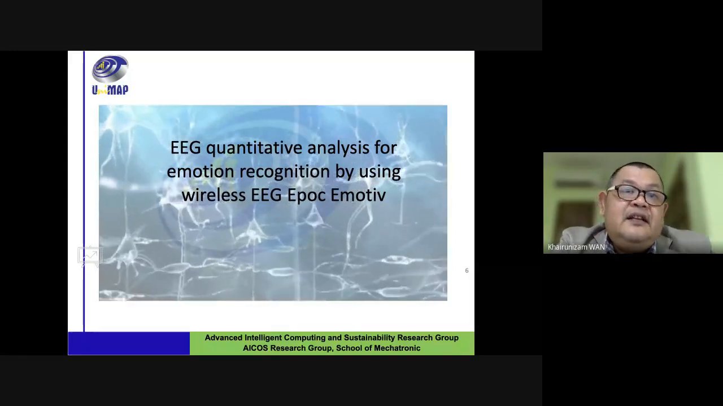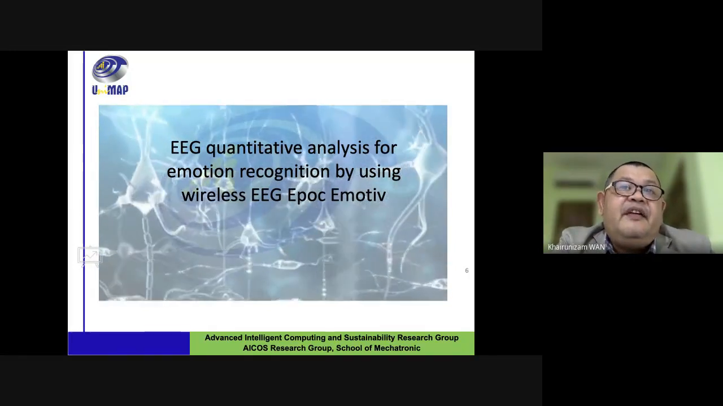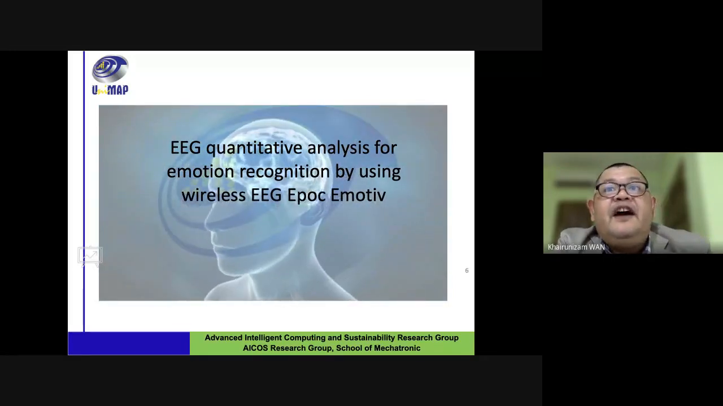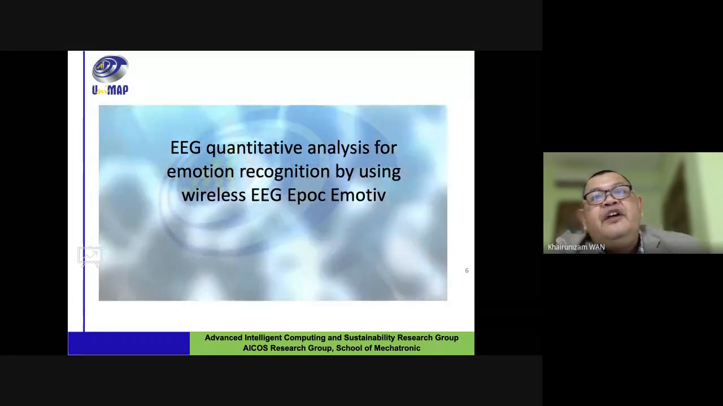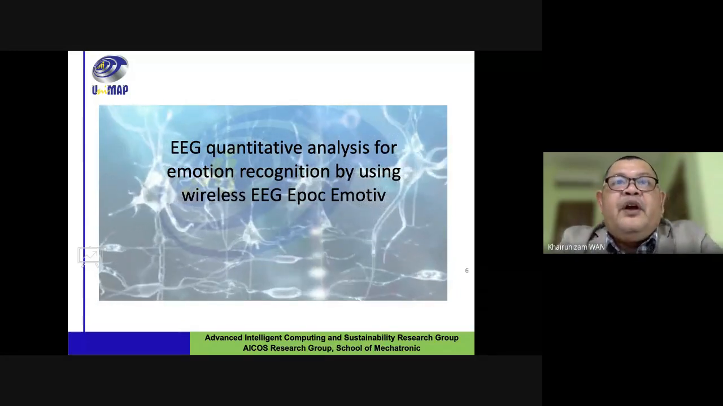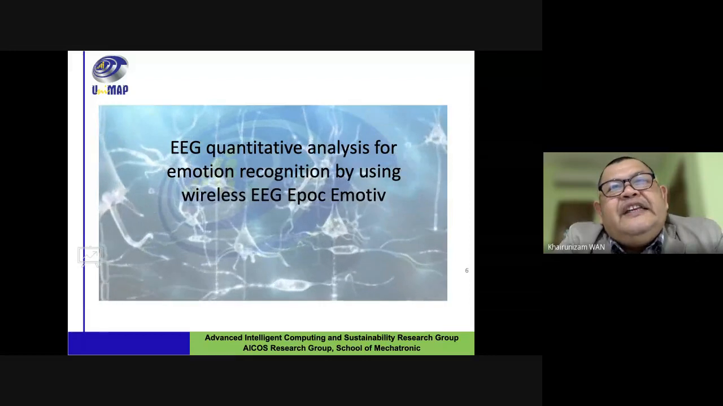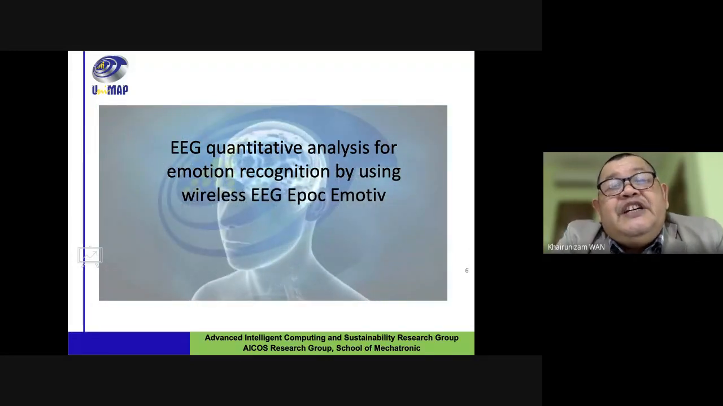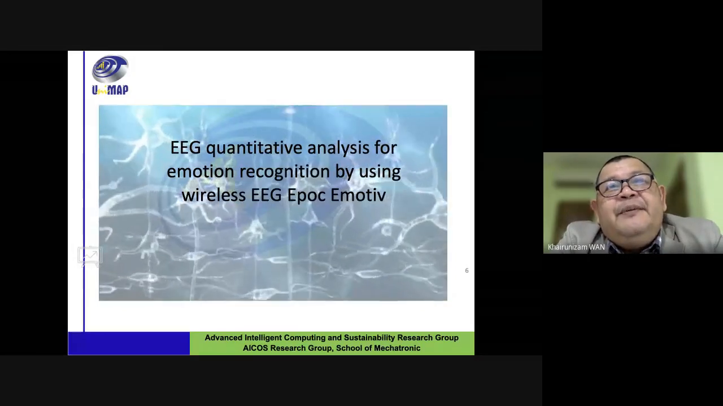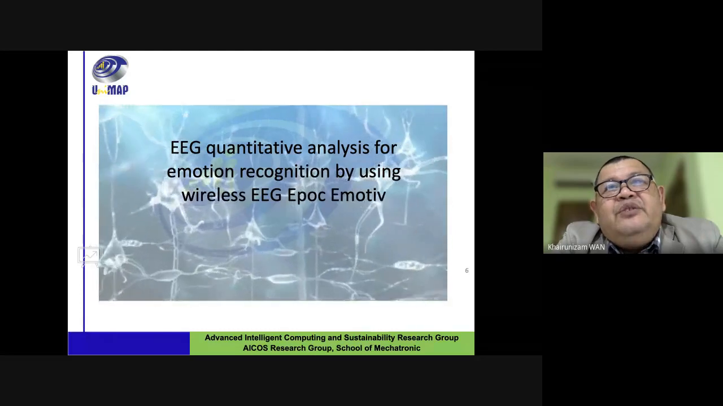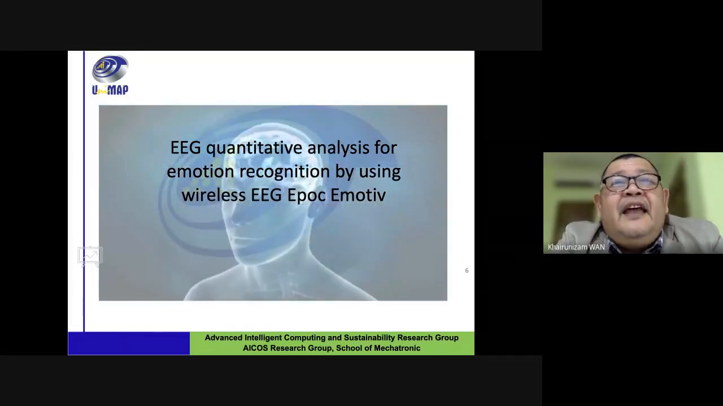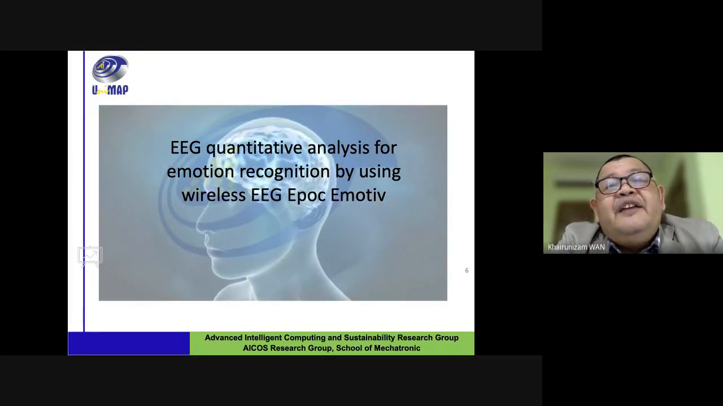Now I would like to share the titles of final year projects under my supervision. The first one is EEG quantitative analysis for emotion recognition using EEG Epoc Emotiv. In this project, we use an EEG device to collect data from the brain, which is a brain signal, and from there we try to recognize the emotion of a person. In this project, we are trying to recognize the emotion of stroke patients.